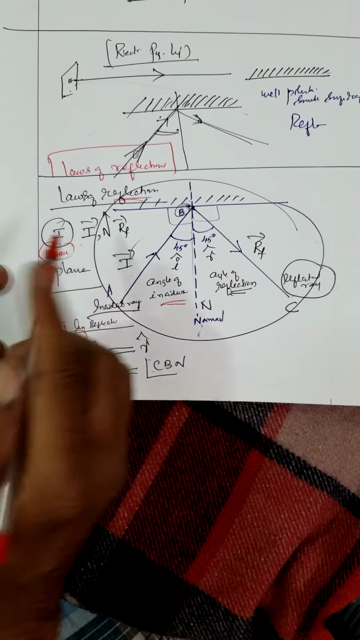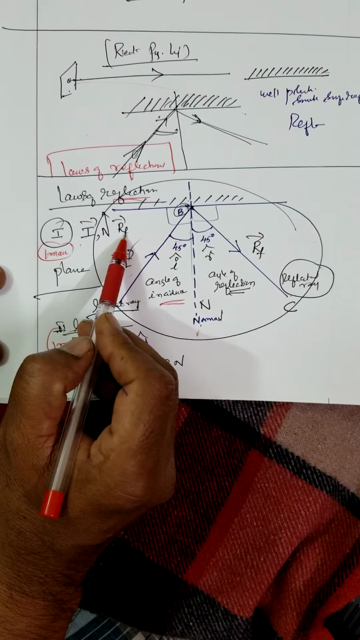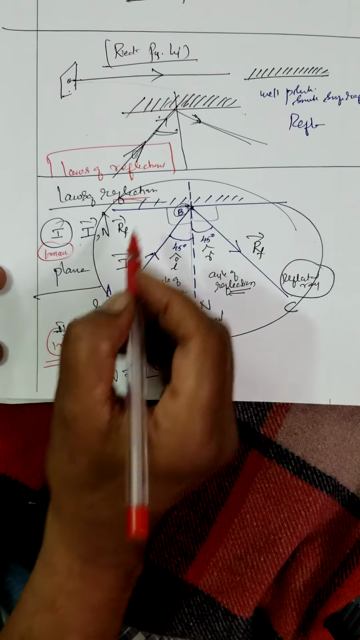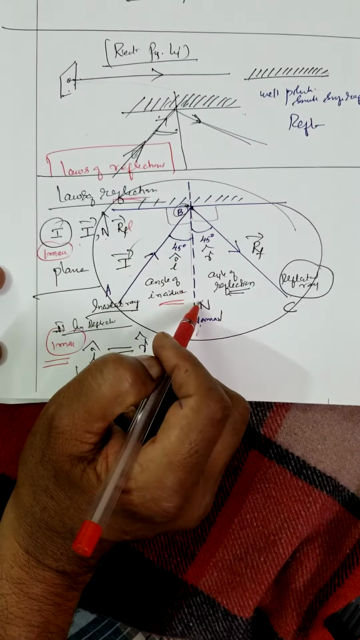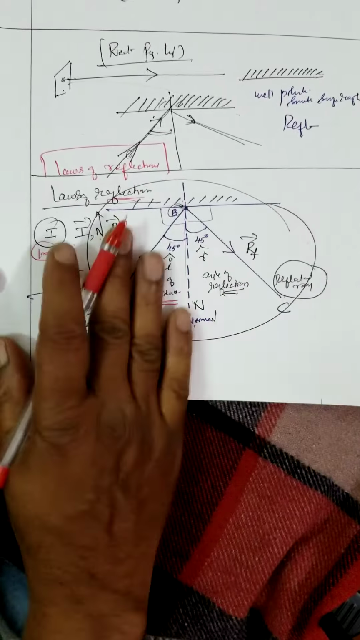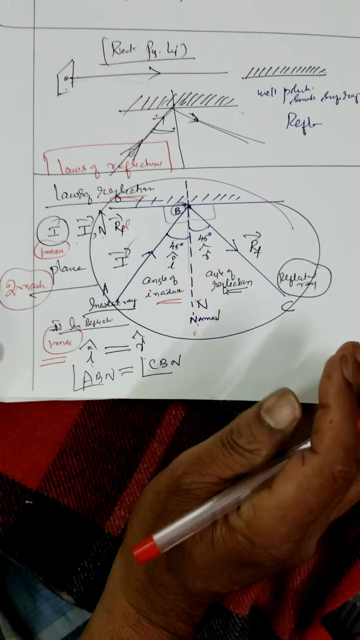Second law: the incident ray, the reflected ray, and the normal at the point of incidence all lie in the same plane. Therefore, they may ask you for 2 marks. Okay.